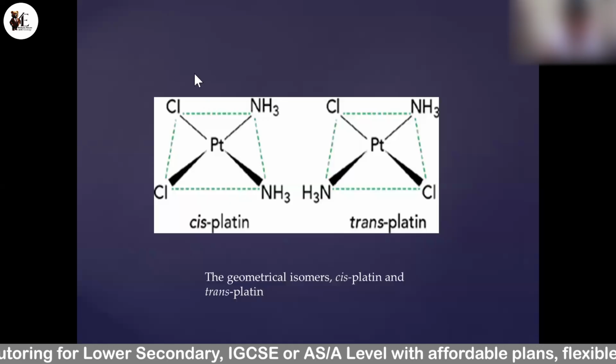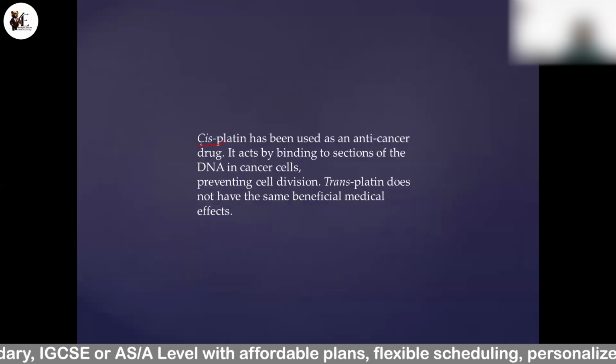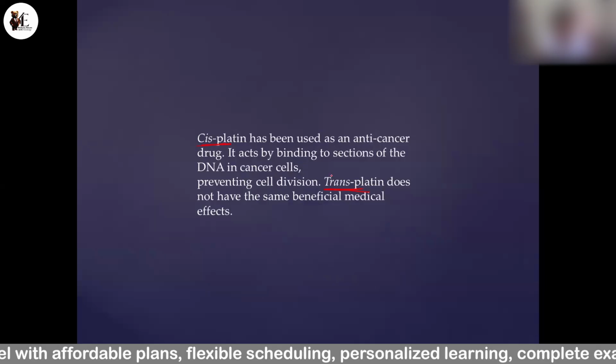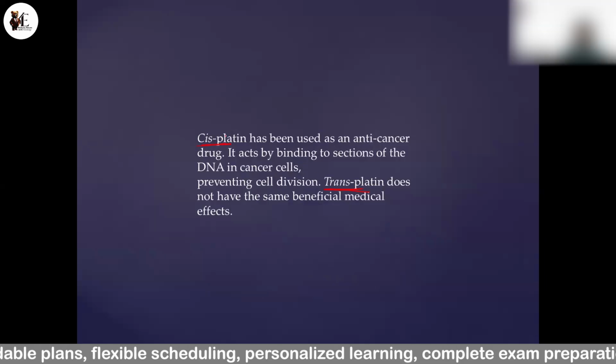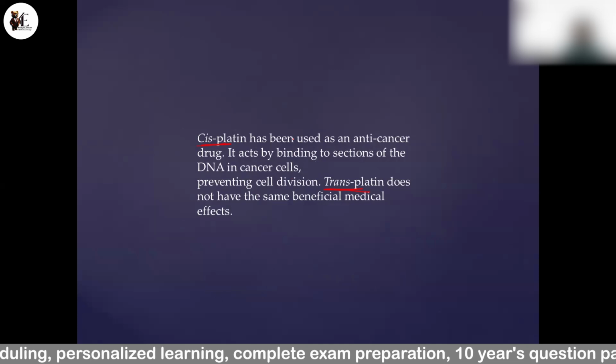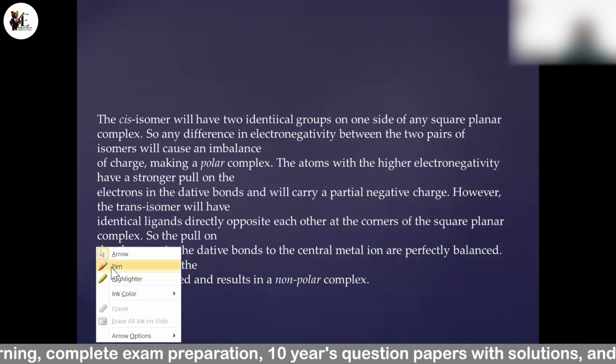Yes. In the last class we discussed the structure of cisplatin and transplatin. Remember? Yes, ma'am. Cisplatin is used to treat cancer. It is also called an anti-cancer drug, but transplatin is not. Okay. So how do we identify the cisplatin and the transplatin?